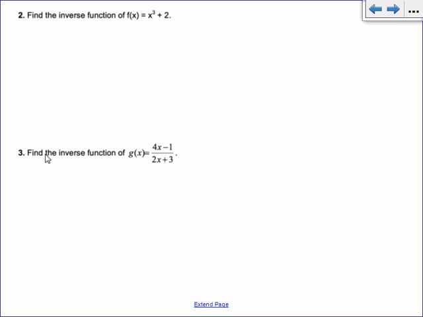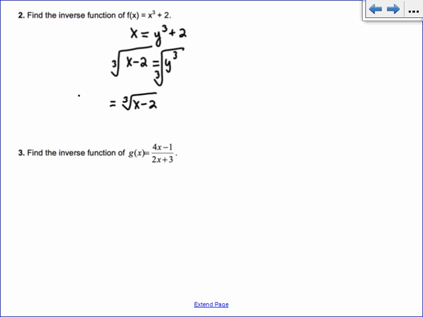Okay. So for number 2, it says find the inverse of f of x equals x cubed plus 2. This is pretty straightforward. We switch our x and y's. We solve for the new y. So when I do that, I have x minus 2 equals y cubed. I take the cube root of both sides. I don't need a plus or minus because it's the cube root. So y is equal to the cube root of x minus 2. Instead of writing y, I'm going to write f inverse of x.